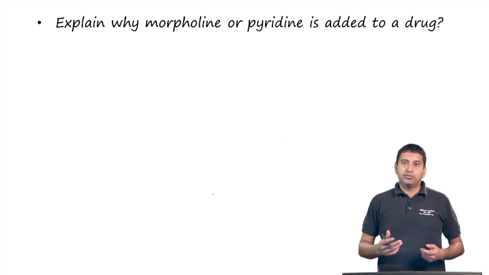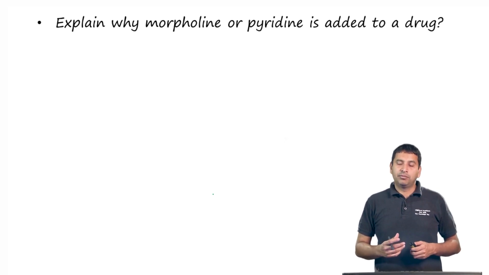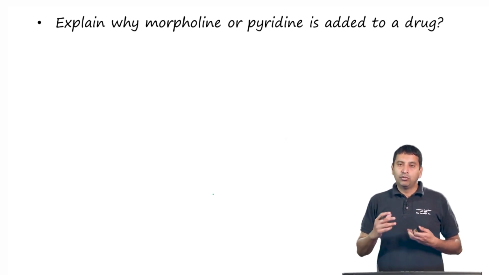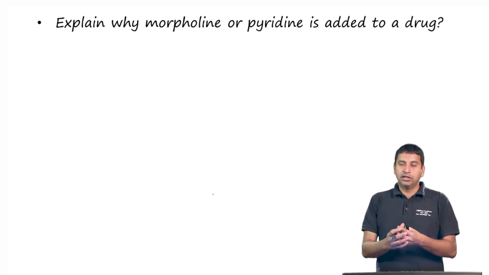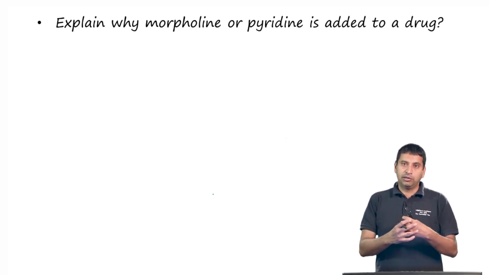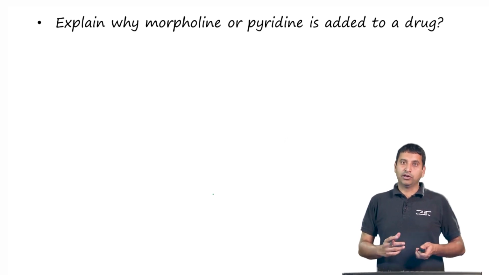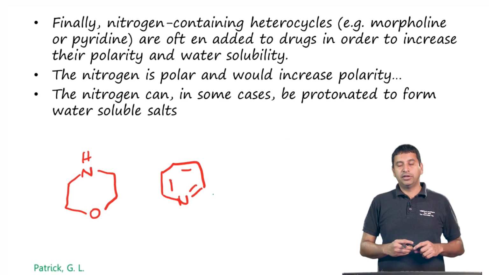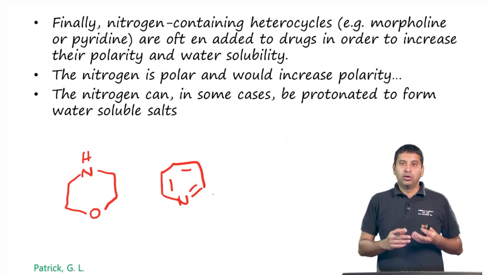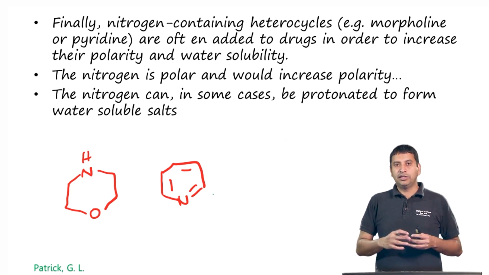So, many times what we find is that the drug molecule is actually quite poorly soluble. So, in order to improve the solubility, one needs to add groups which can be hydrophilic in nature, but are not going to dramatically alter the properties of the drug. So, here nitrogen containing heterocycles such as morpholine or pyridine are quite often used. The nitrogen is polar and it definitely increases the polarity, and in some cases the protonated form can also be isolated as water soluble salts.